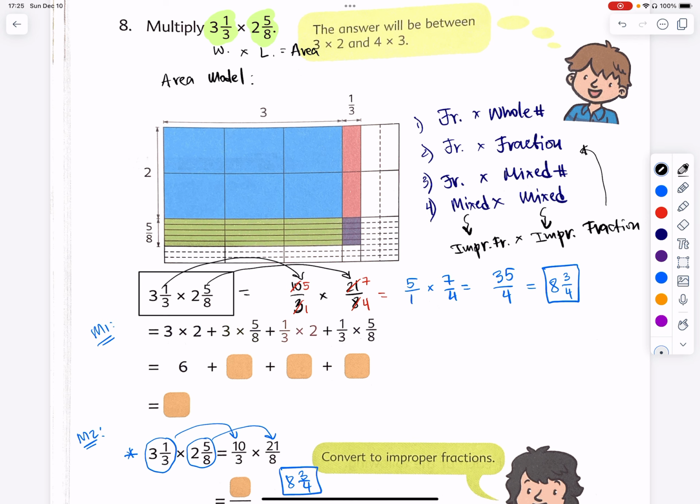So 2 5/8. Let's present 2 5/8 as 2, which is right here, and its smaller part, 5/8. Okay, so here is your 2 5/8. And let's represent 3 1/3 as a side that is 1 part 3.